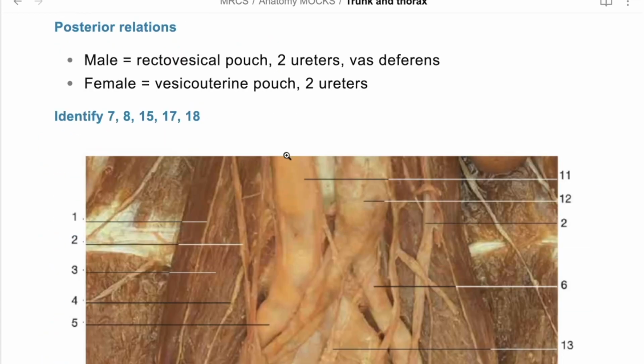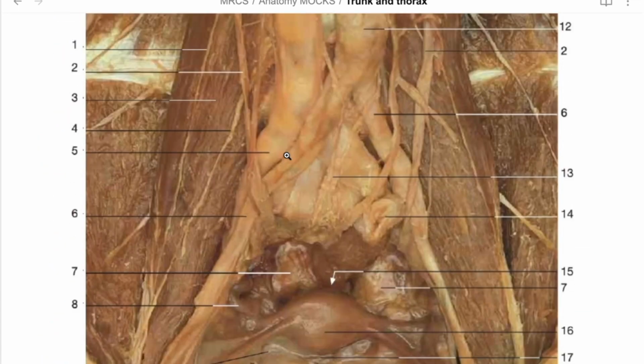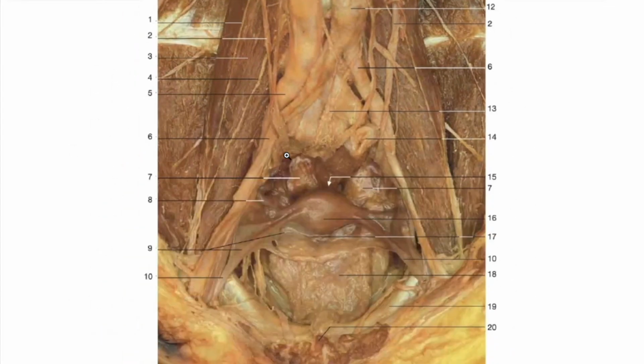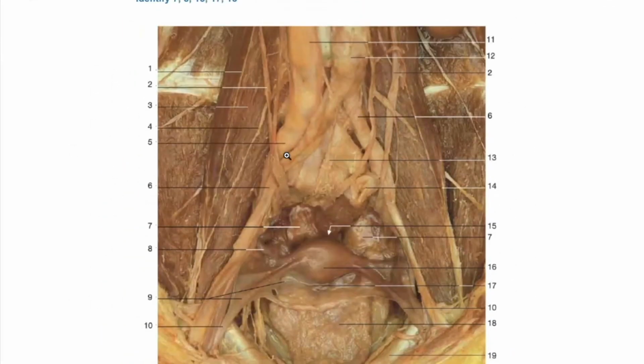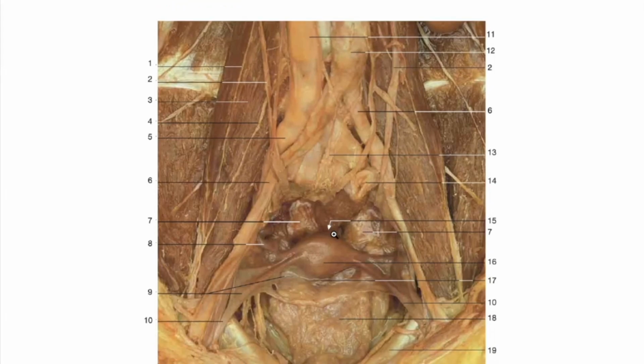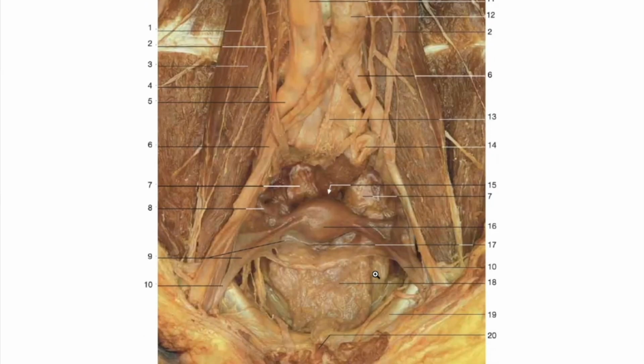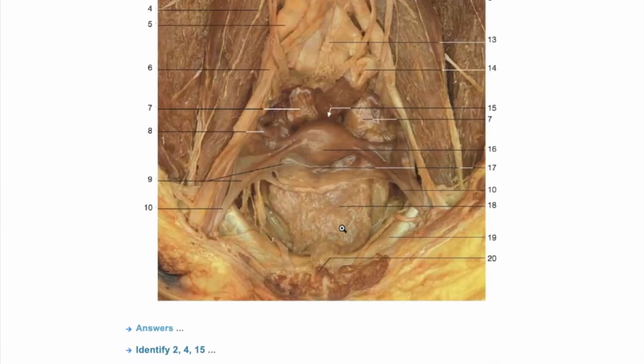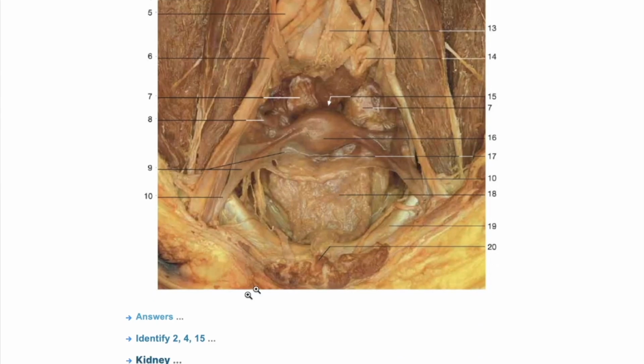Let's identify some important structures in here. Let me just get it a little bit closer for you to be able to see everything. Okay. Can you say what is number 7? Ovary. Okay. What is number 8? Fallopian tube. What is number 15? It's pointing down there, just behind the uterus. Yeah, it's the rectovesical pouch. Okay. And what is number 18? 18 is the urinary bladder. Okay.